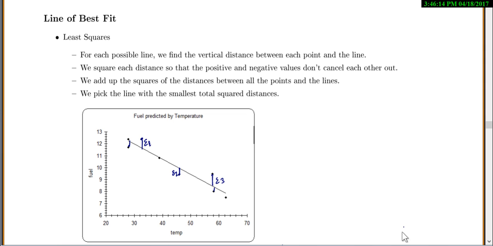But if you look at these, some of these are going to be above the line and some are below the line. And if you added those up, the positives and negatives would cancel each other out. So instead, we square each distance. Then we would add up the squares of all of the distances, and we'd pick the line that has the smallest total squared distances, which is called least squares.